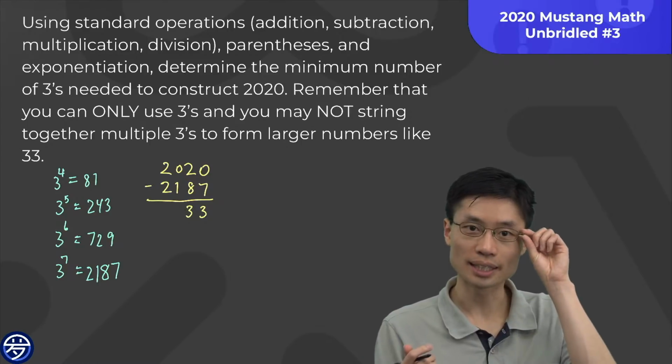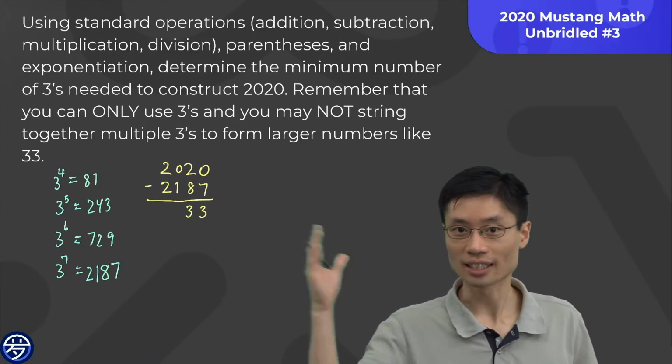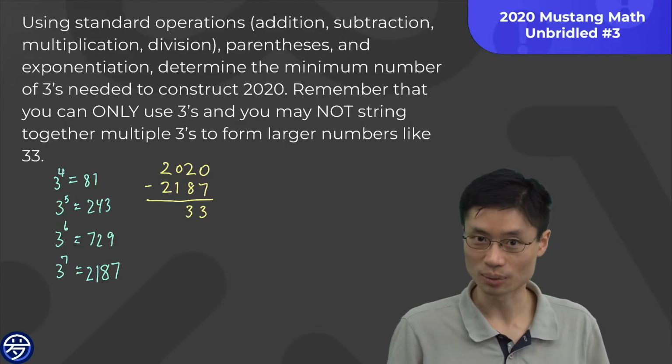So now we see that we could try to make it. Here's one way, okay? Let's make 2187 and then add 33. And that would just be one way to do it. How many 3's will we use?